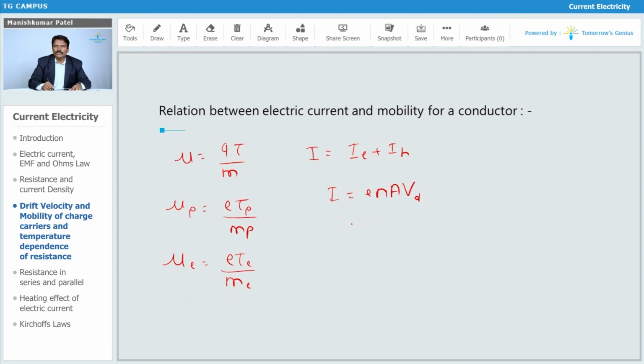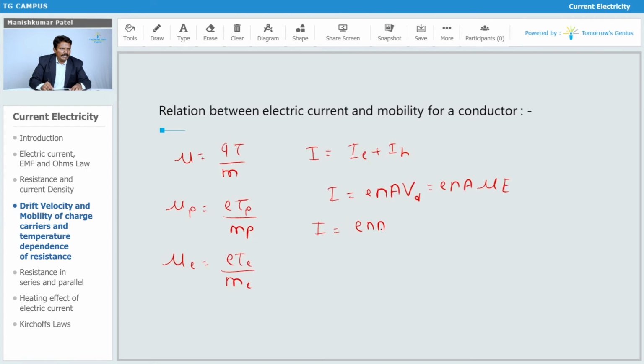So I is equal to E N A V_D. Fine. So again, this expression can be simplified further. Let's say this total current, again further, this is E N A, and this V_D is nothing but your mu into E. So this is the I, so again here I just write it down.